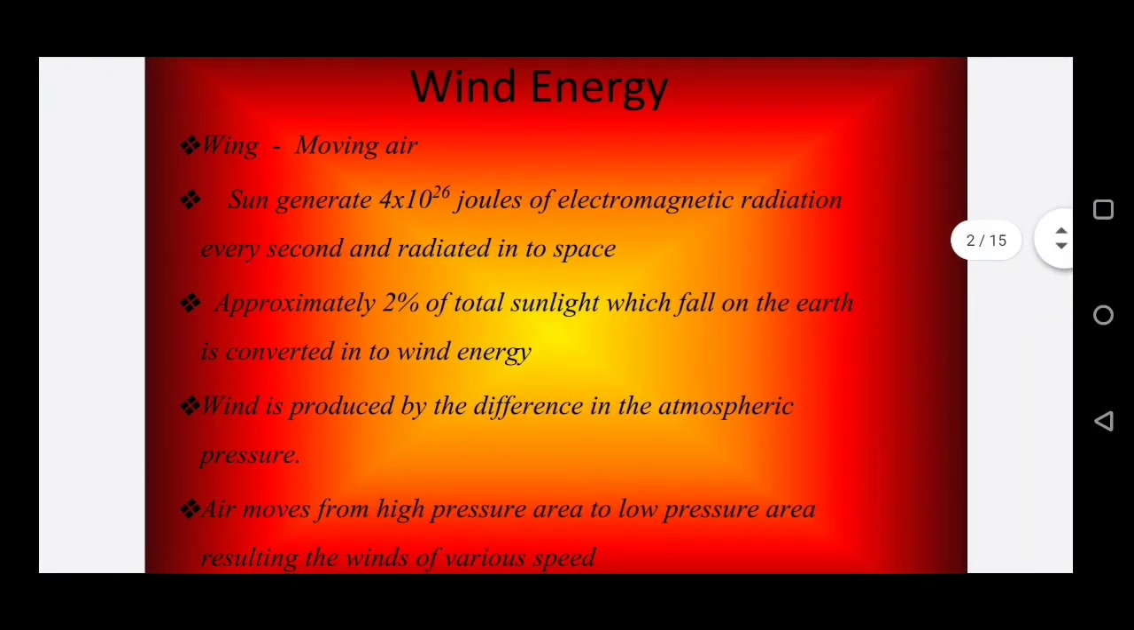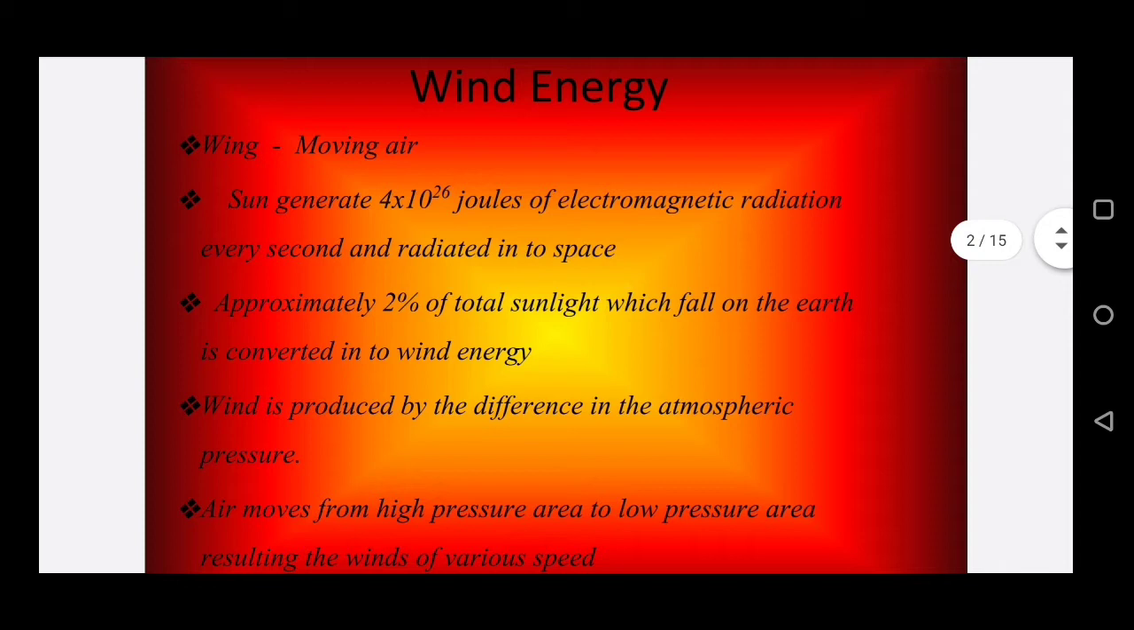Today we are going to discuss the topic wind energy. Wind is nothing but moving air. The Sun generates 4 x 10^26 joules of electromagnetic radiation every second and radiates it into space. Approximately 2% of the total sunlight which falls on the earth is converted into wind energy.